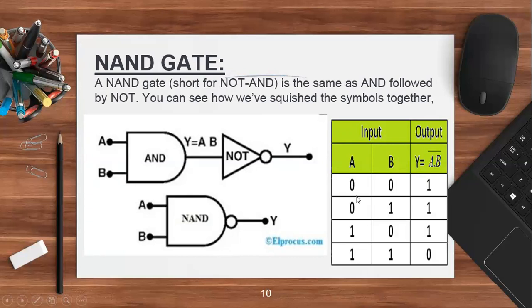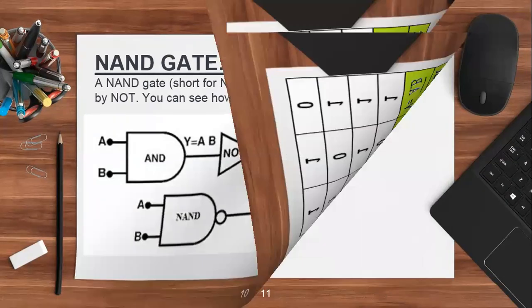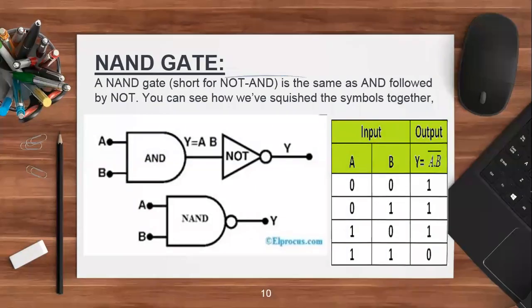The truth table of the NAND gate: if A is 0, B is 0, then according to the AND gate the output would be 0, but in the NAND gate, the output is 1. If A is 0 and B is 1, output is 1. If A is 1, B is 0, output is 1. And if both are 1, 1, then the output is 0 because of the inverter.